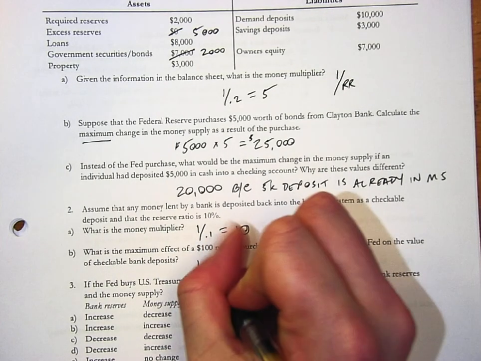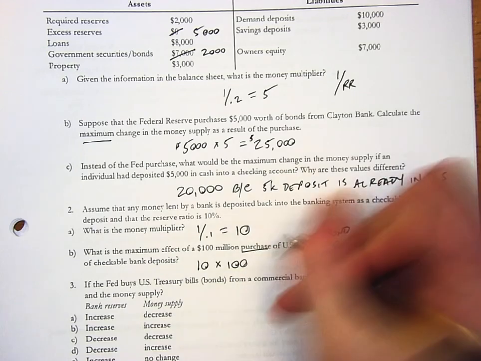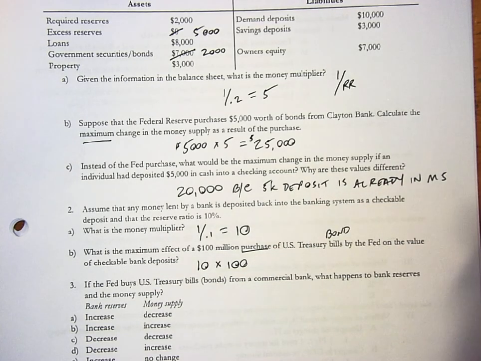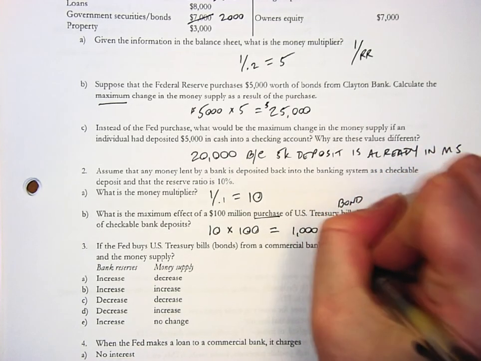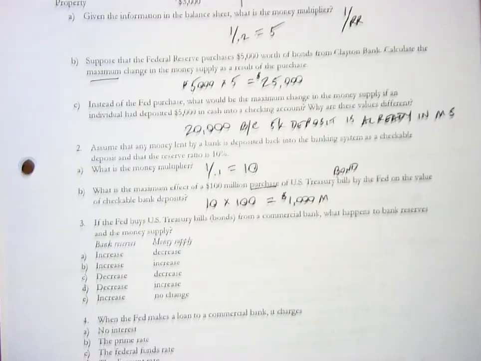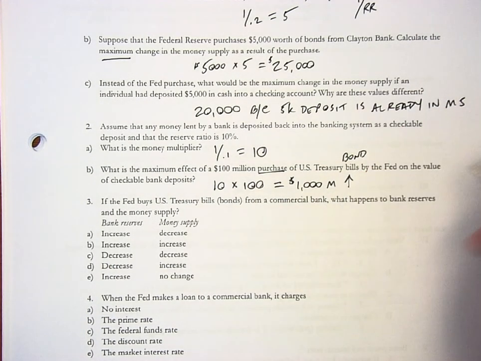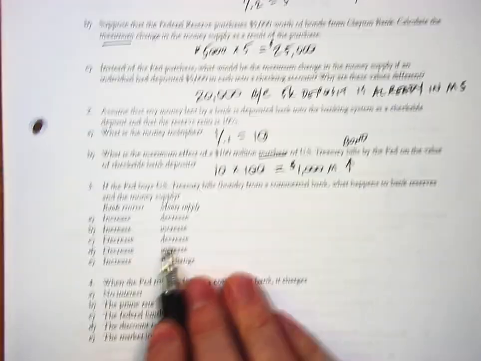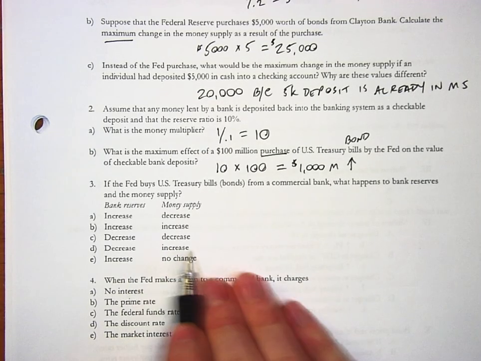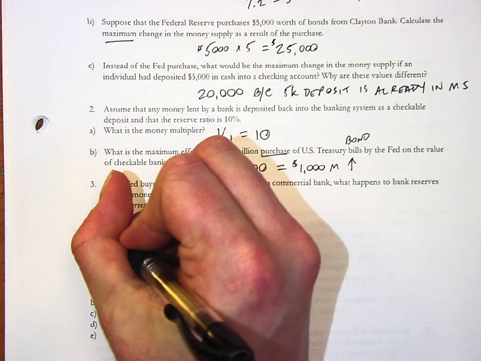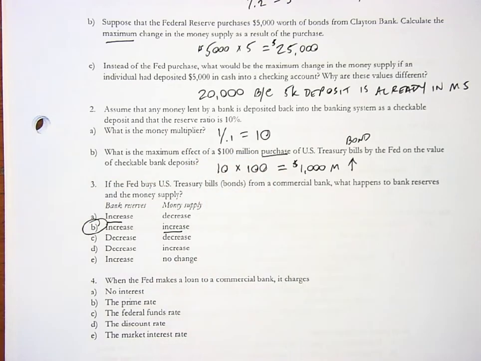So 10 times 100, and this is a purchase, so it means that the Fed is buying bonds, so the money supply gets bigger. So it's 1,000 million, or $1 billion. If the Fed buys treasury bonds from a commercial bank, what happens to bank reserves and the money supply? Well, bank reserves go up and the money supply increases. So we'd say increase, B.